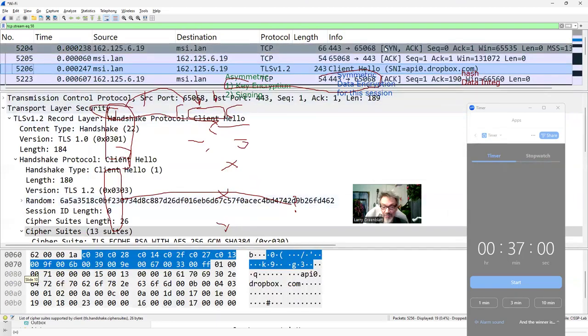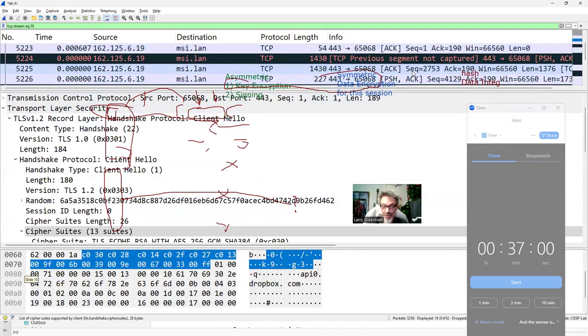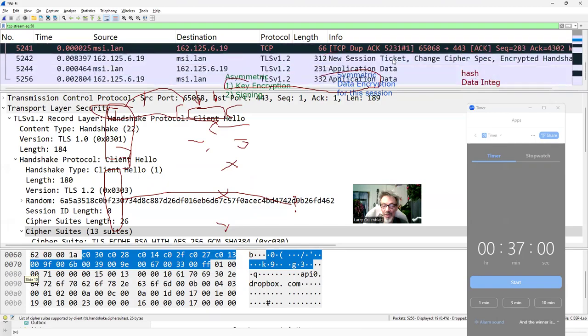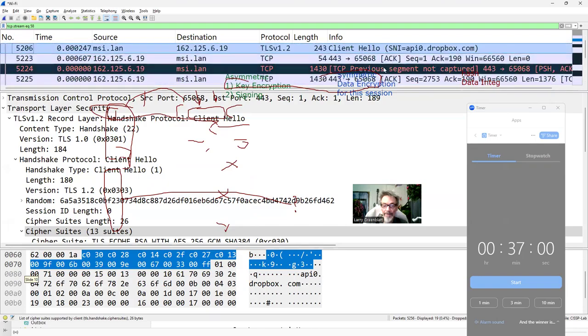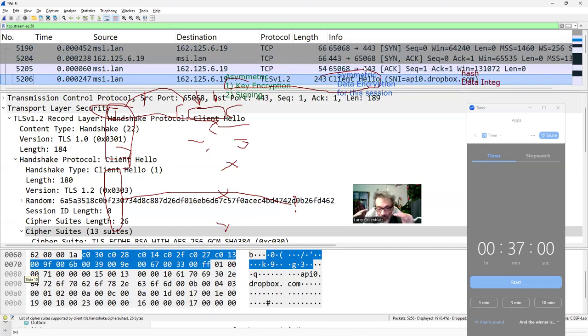And now I can see the three-way handshake, the client hello. Let's see the server hello. I didn't get the server hello. Son of a gun. Because of a segment out of order. And it's sometimes when you're already connected to the server and it might be like a Dropbox or something.